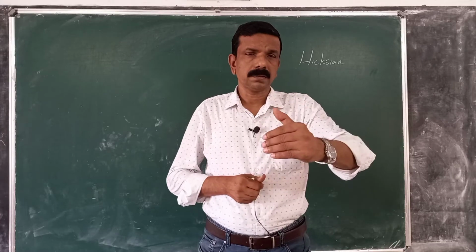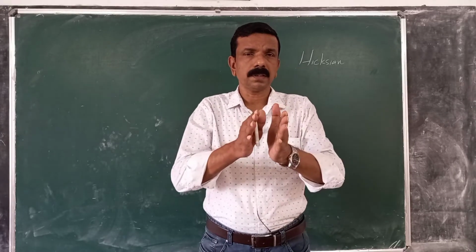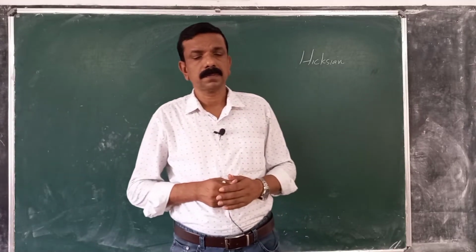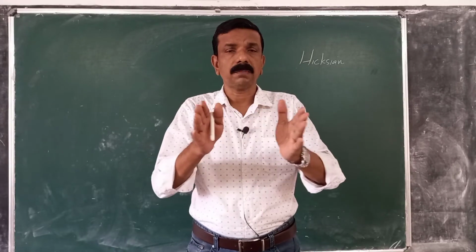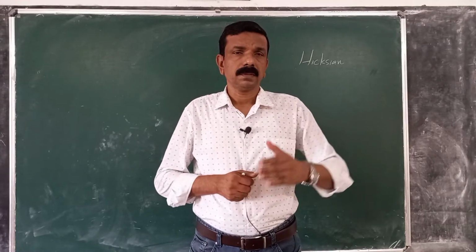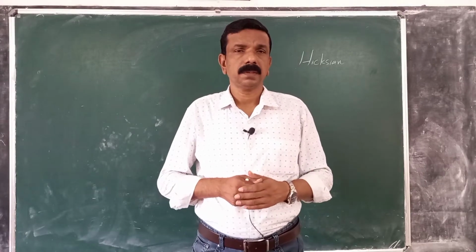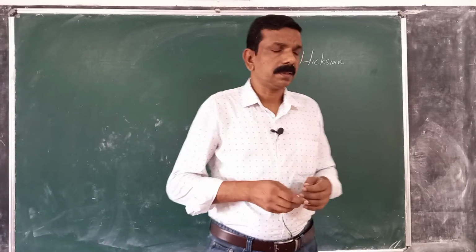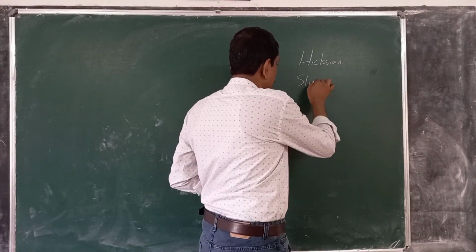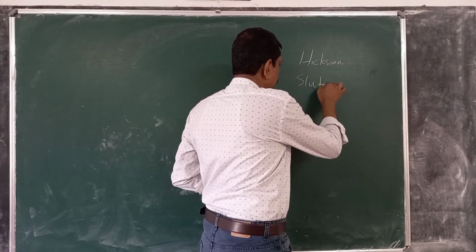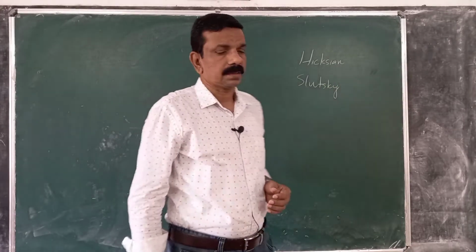But this is not the only way of keeping real income constant. This is not the only way of compensating for the change in real income. There is an alternative method of keeping real income constant. It is known as Slutsky method, introduced by Slutsky.